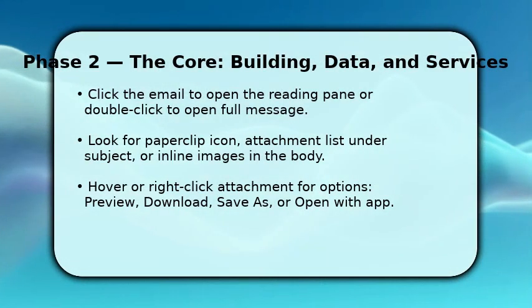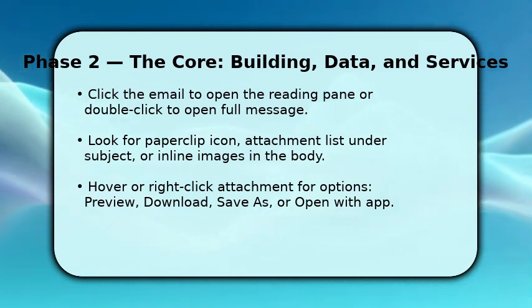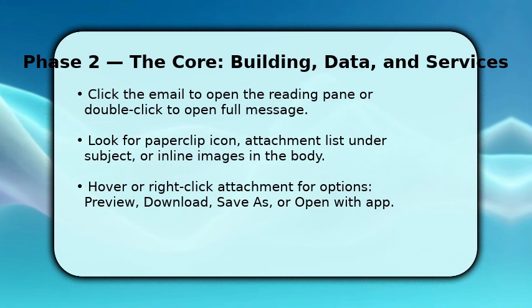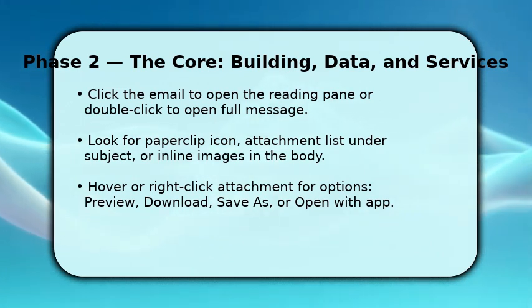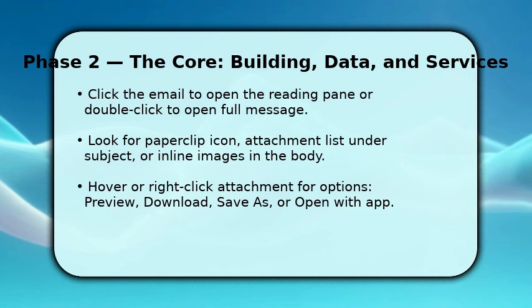With the message visible in the reading pane, scan under the subject line for the paperclip icon and an attachment list. Attachments may also appear inline inside the body. Click a small preview thumbnail to load it in Outlook's viewer. This checks the file without downloading.